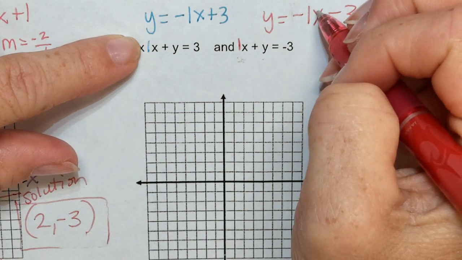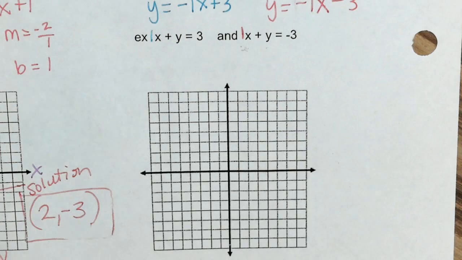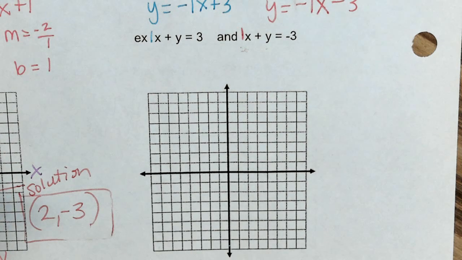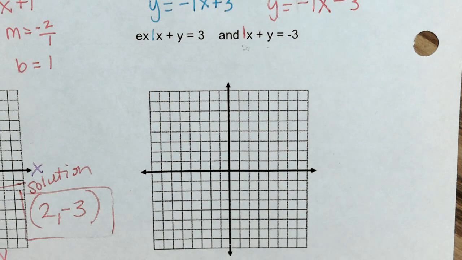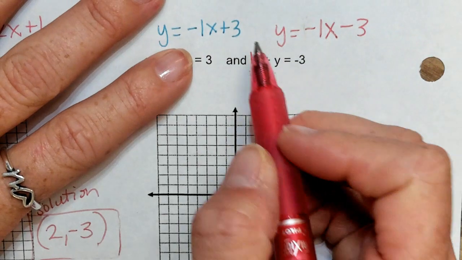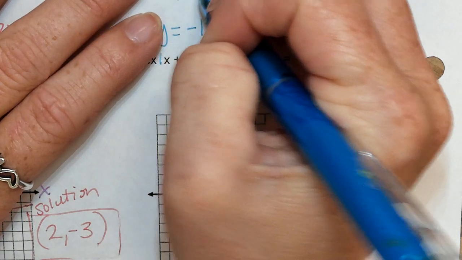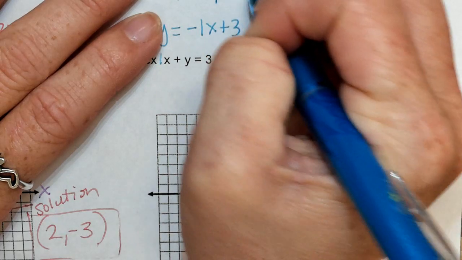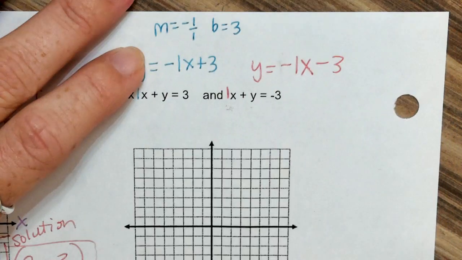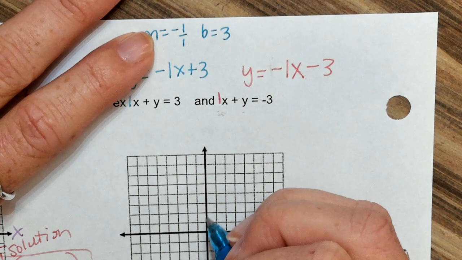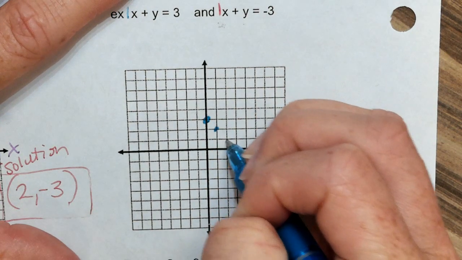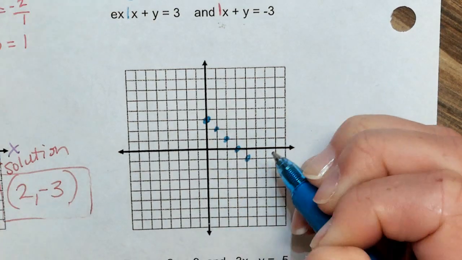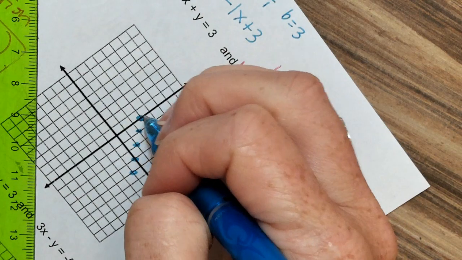Are these the exact same line or are they parallel? Parallel. So what's my answer going to be? No solution, but I do have to graph it because the graph will be a grade. Yes? So this one has an m of -1/1 and a b of 3. So I go put a y-intercept of 3, and then I go down 1, right 1. I graph my line.